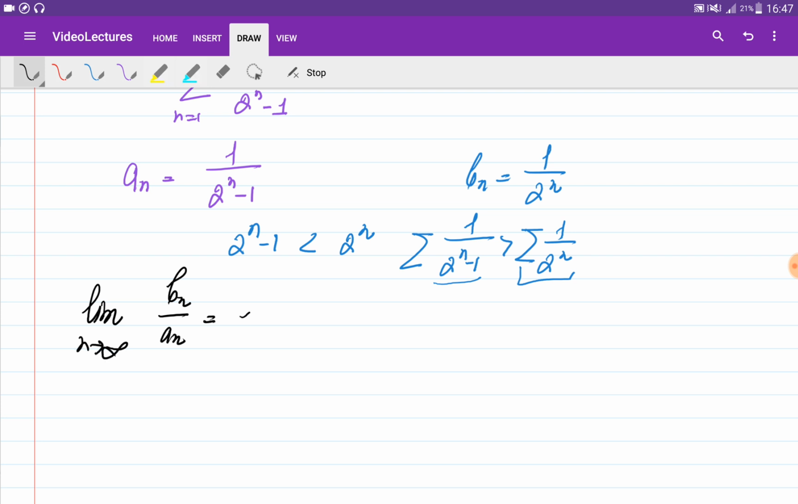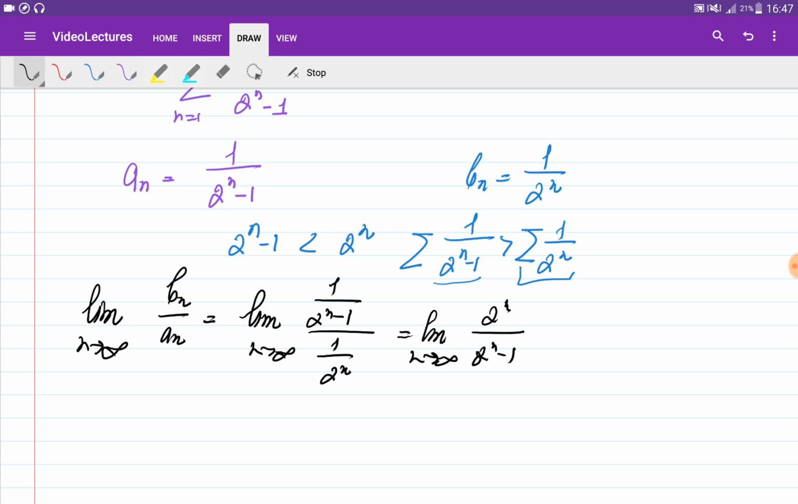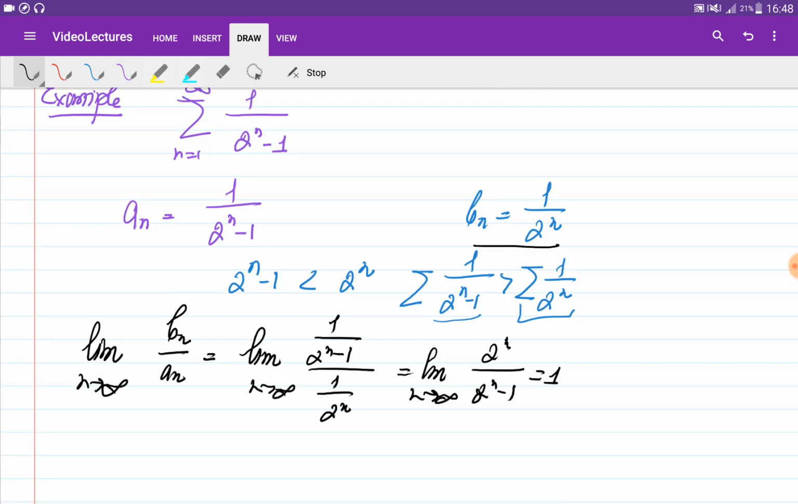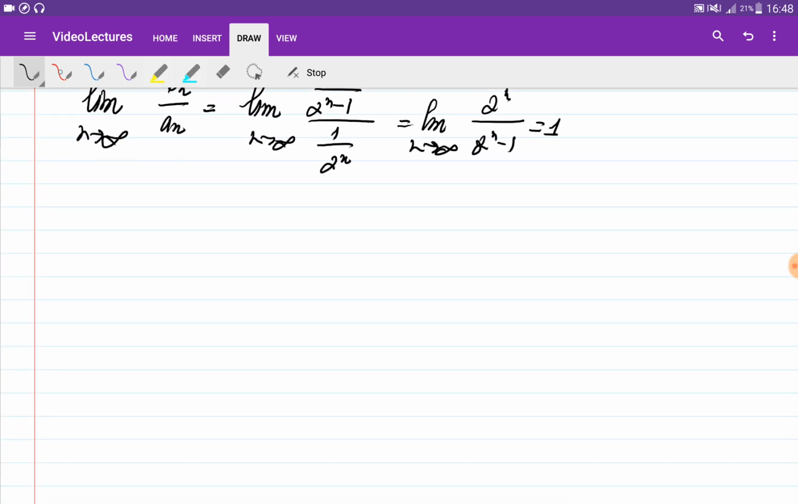So it is going to be the limit of (1 over 2^n minus 1) divided by (1 over 2^n), n goes to infinity, which is the limit of 2^n divided by 2^n minus 1 when n goes to infinity, and it is equal to 1 again. So it means that the terms of the series become zero more or less at the same time. So that is why if this series is convergent, then this one is also convergent.